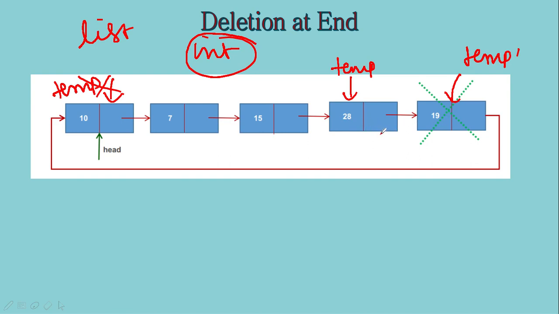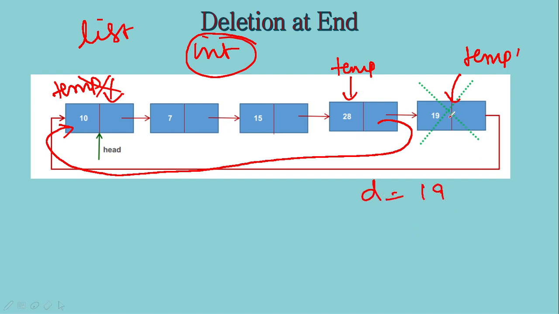In a circular linked list, the last node should contain the address of the first node. I should make this change. Actually it should point to the first node, and then I have to make a copy of this data part. Let me call it D. I have to make a copy of the data part in the node which is going to be deleted, and then I have to free the memory.